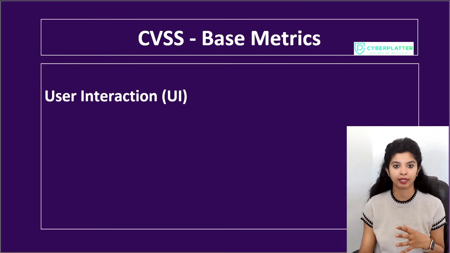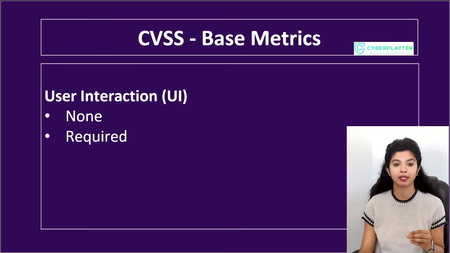Next one is user interaction. So this talks about whether a victim's action is required. That is none, that is fully automatic attack. Next one is required, that is victim must click, open or execute something.